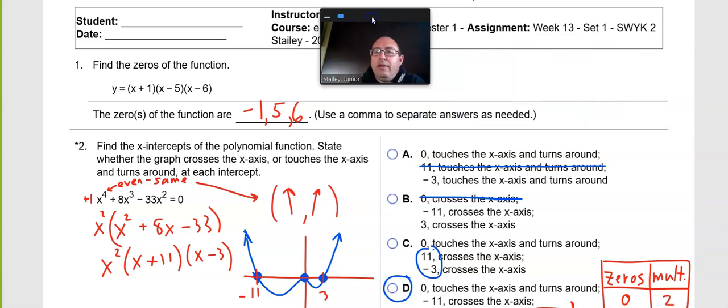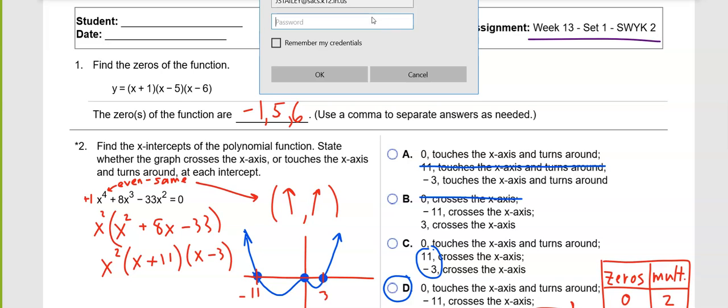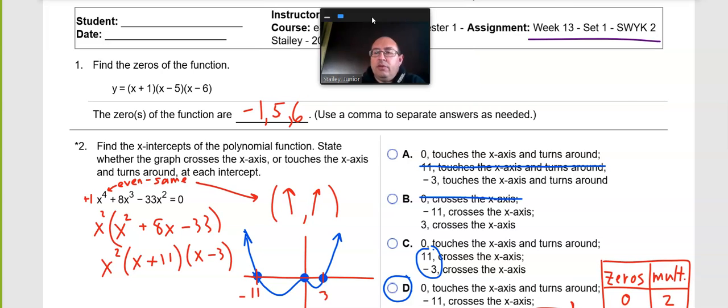Hey, we're at week 13. Set 1, SWYK 2. Why is that appearing on my screen? Okay. Basic question at the beginning of this.